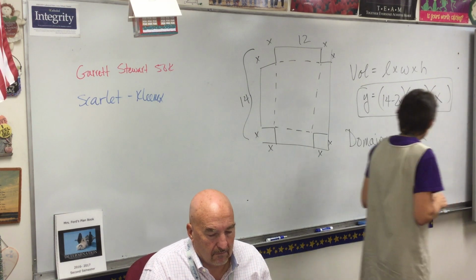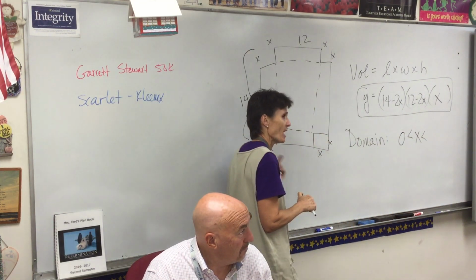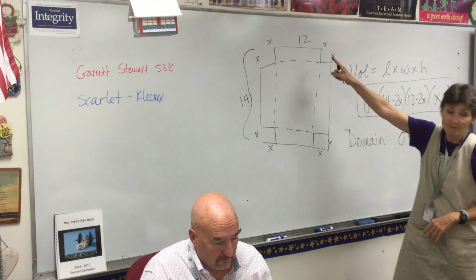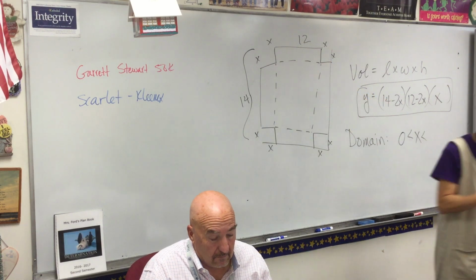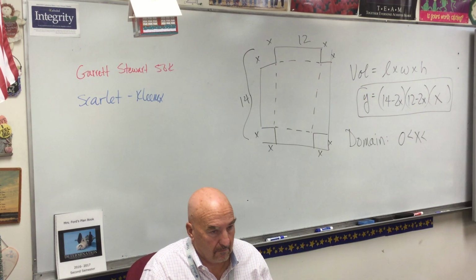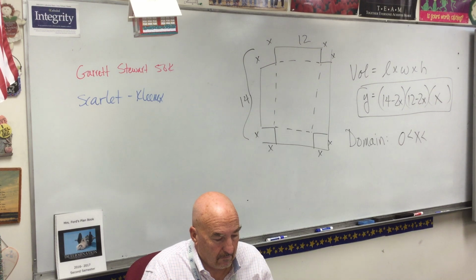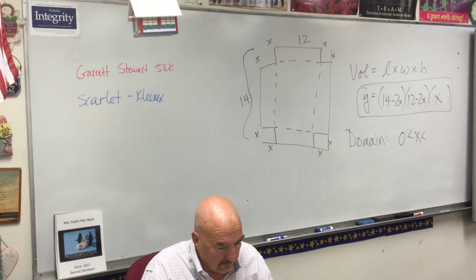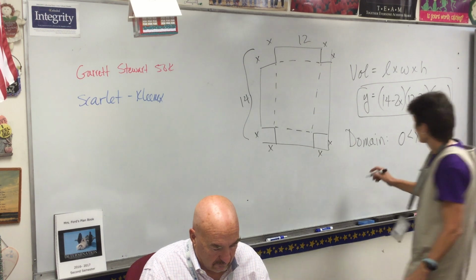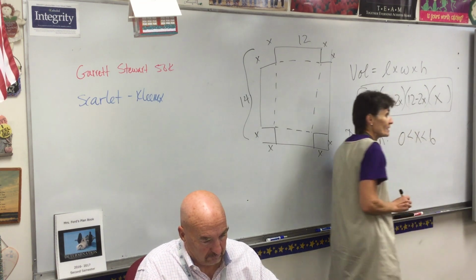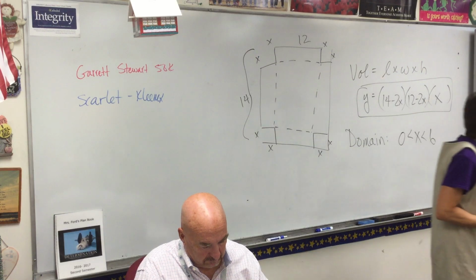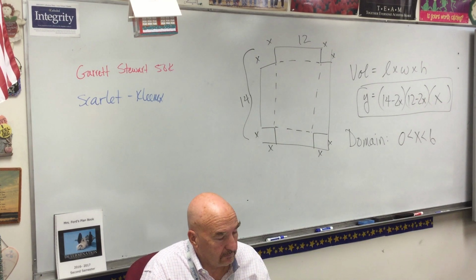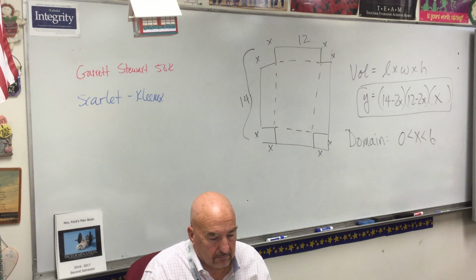Now remember, aren't you taking an x off each side? If I only have 12, can I take 10 off each side? No. If I only have 12, the most I can take off each end would be 6. So the upper limit is 6. Where did that 6 come from? It's half of the smallest dimension, right?